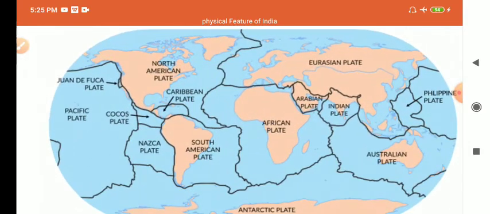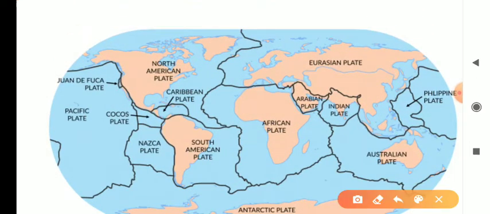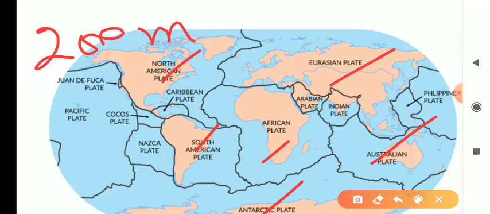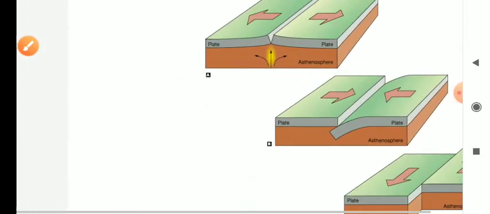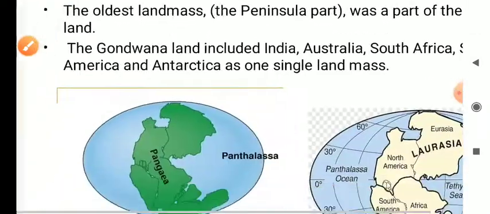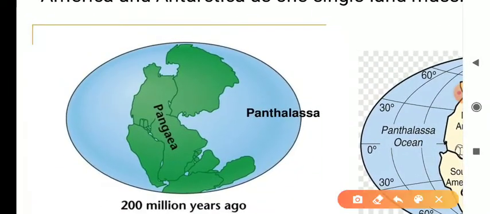See this: North America, South America, Africa, Eurasia, Australia, Antarctica. Seven continents are there, but before 200 million years ago, these continents were not like that as they are here. They were united. They were united at one place. See, all continents are at one place.